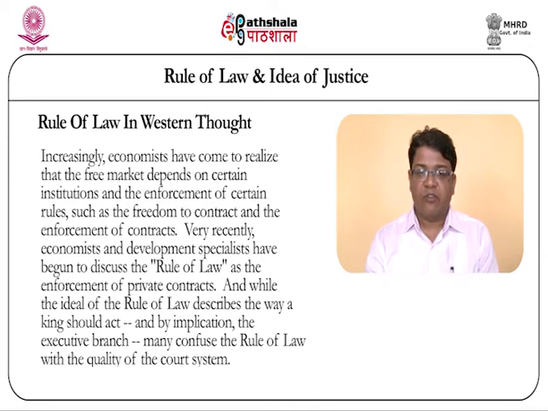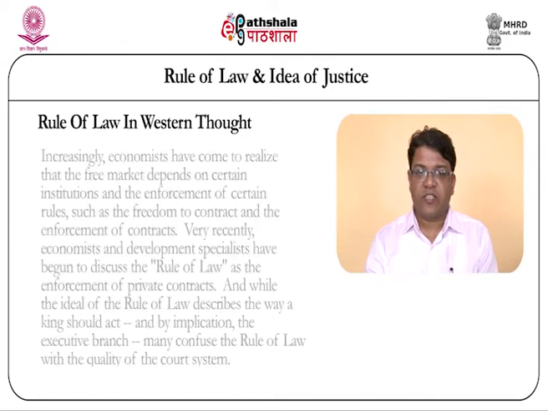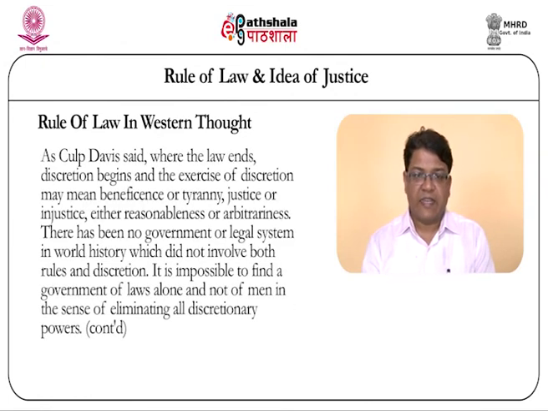And while the idea of the rule of law describes the way a king should act, and by implication, the executive branch may confuse the rule of law with the quality of the court system. As Kenneth Culp Davis said, where the law ends, discretion begins. And the exercise of discretion may mean beneficence or tyranny, justice or injustice, either reasonableness or arbitrariness. There has been no government or legal system in world history which did not involve both rules and discretion.